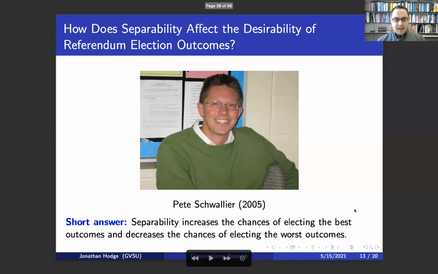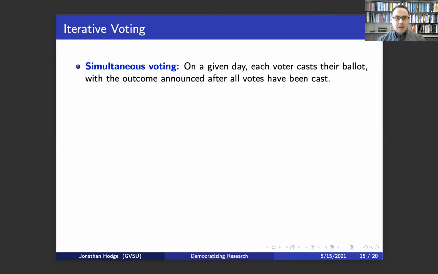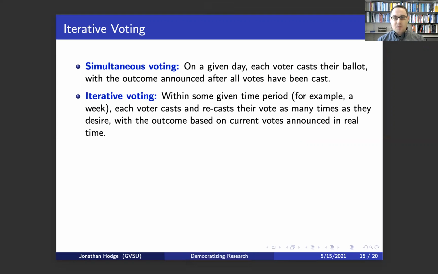So Clark and Ada had the idea of a system that contrasted with the way that we typically vote on referendum elections, which is we all come in on a given day, we cast our ballots, and the outcome is announced after all the votes have been cast. What if we use that as a starting point and allowed voters to recast their votes over an extended period of time, with the results of the election based on the votes that have been cast so far announced in real time? So people start to vote, we see how the votes seem to shake out, and that gives us some information on what direction different proposals might be trending. And maybe as a voter, if I see that, I want to change my vote to take into account some of the non-separability in my preferences.